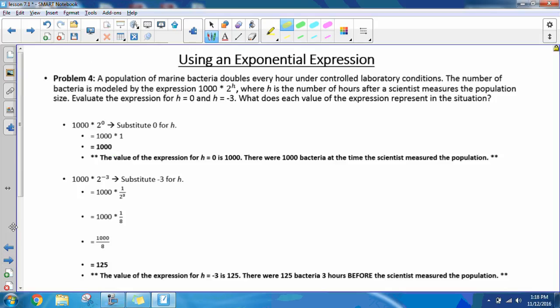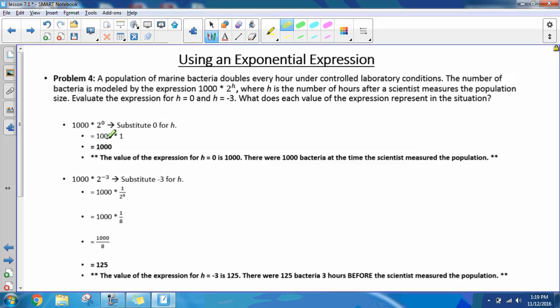Here's a word problem. A population of marine bacteria doubles every hour under controlled laboratory conditions. The number of bacteria is modeled by the expression 1000 times 2 to the h power, where h is the number of hours after a scientist measures the population size. Evaluate the expression for h equals 0 and h equals -3. What does each value of the expression represent in the situation?